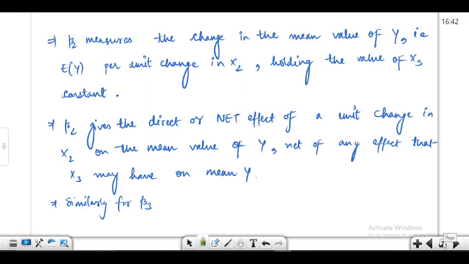So I'm talking about beta 2 here, but it also implies the same thing for beta 3. Beta 2 measures the change in the mean value of y, that is the expected value of y, per unit change in x2. So we know this definition, right? We know this definition.